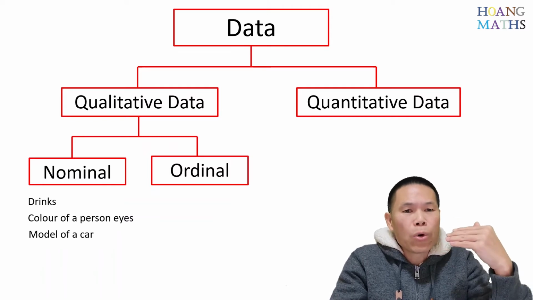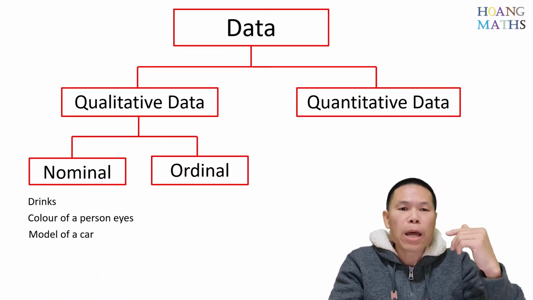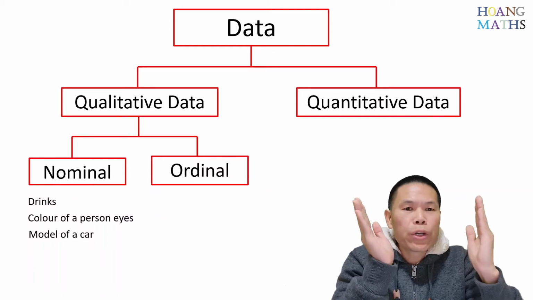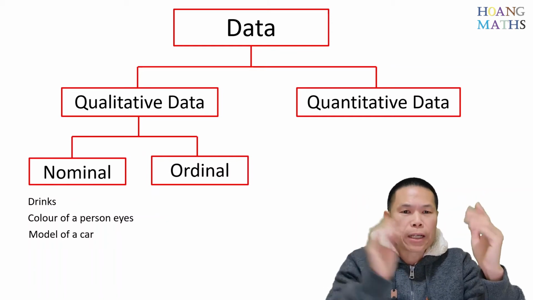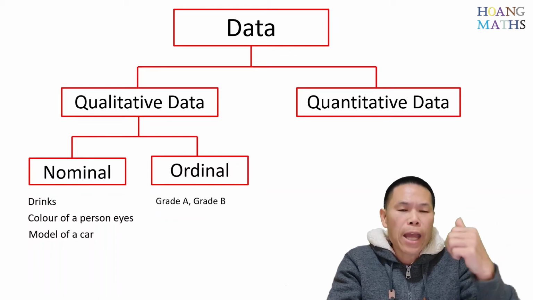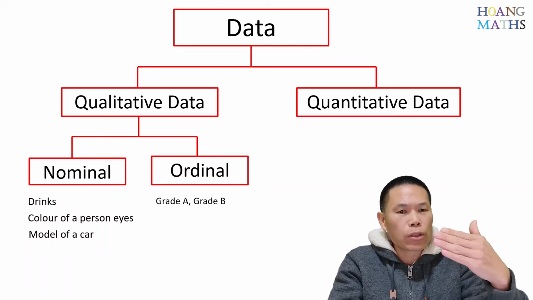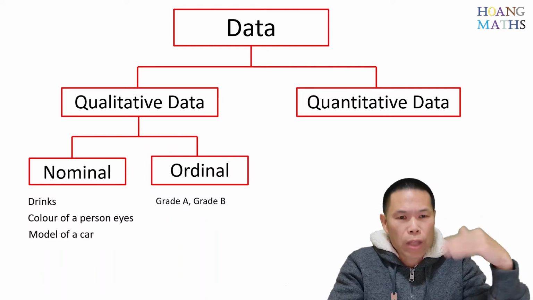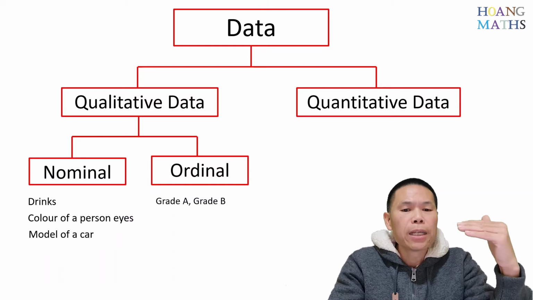And then ordinal. If you think about it, ordinal numbers like first, second, third, fourth, and so on. So ordinal means we have ranking. For example, student grades. You either get grade A, B, C, D, and so on. Grade A is better than grade B and so on, right? Therefore, any data that can be ranked is ordinal.